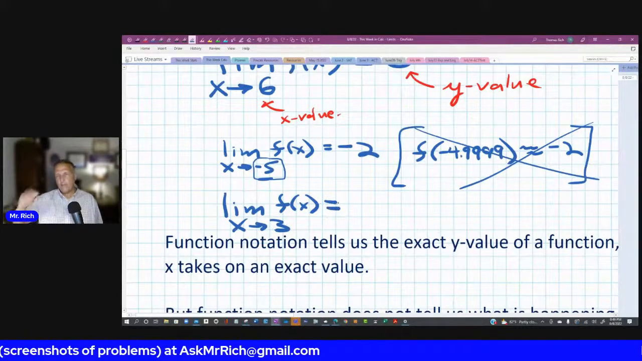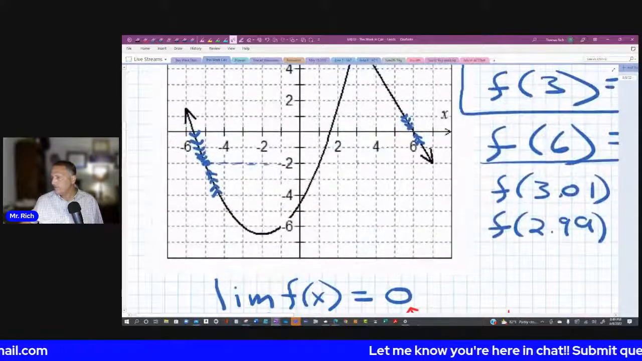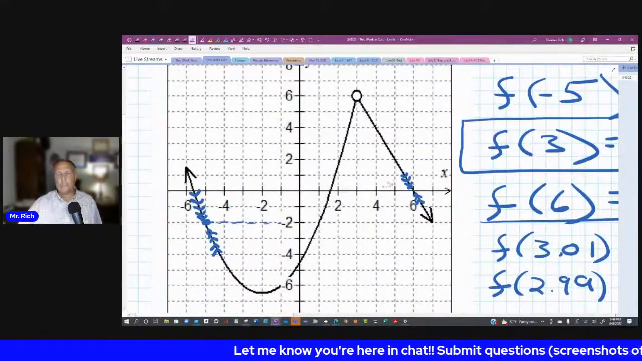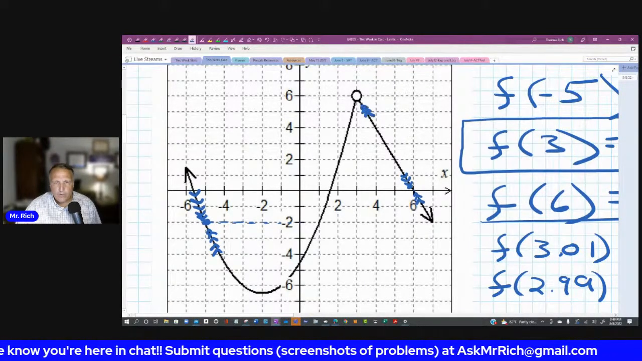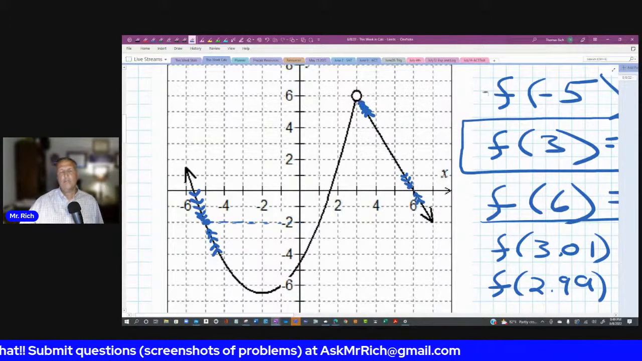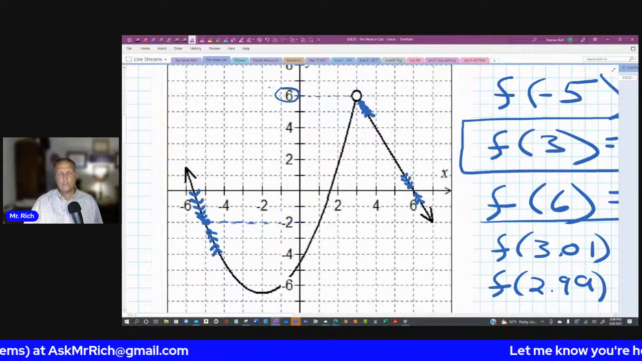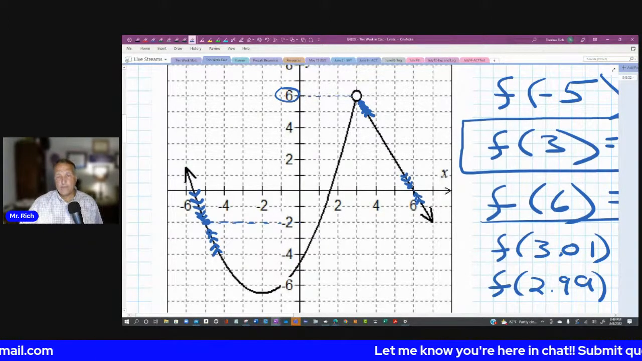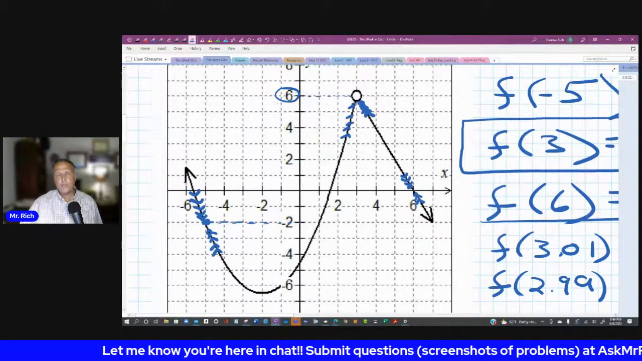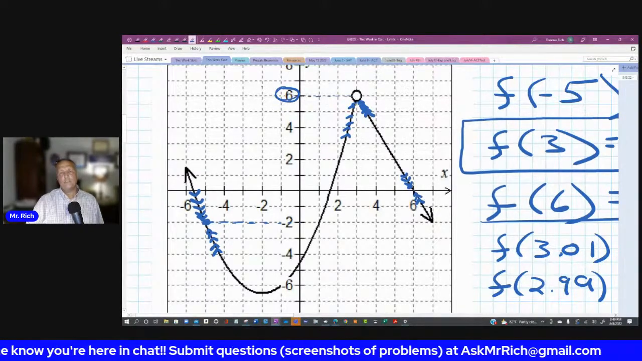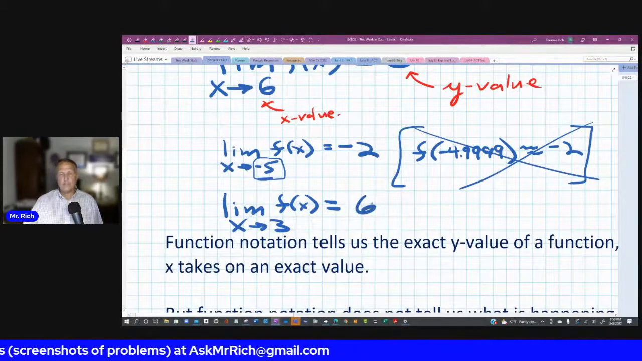We already know that the function does not exist at 3. But if we take a look at this function at x equals 3, and we say, gee, if I come in from the right-hand side and get closer and closer and closer to x equals 3, I get closer and closer to 6. And as I come in from the left-hand side and get closer and closer to x equals 3, I start to get very, very close to 6. And so the limit here is 6.